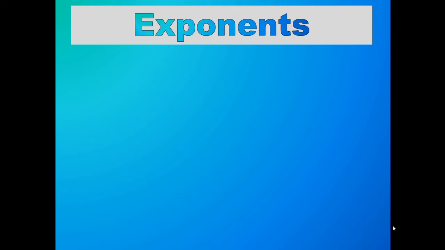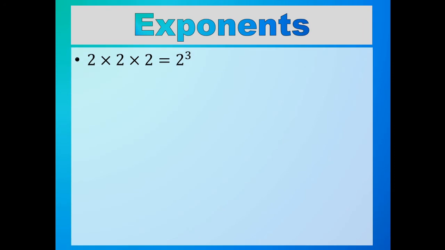So the shortcut way of writing repeating multiplication is like so. 2 times 2 times 2. So we have 3 2's. We are using repeating multiplication, and that can be written like so, where we have a 2 and then a superscript of a 3. And that is pronounced as 2 cubed.